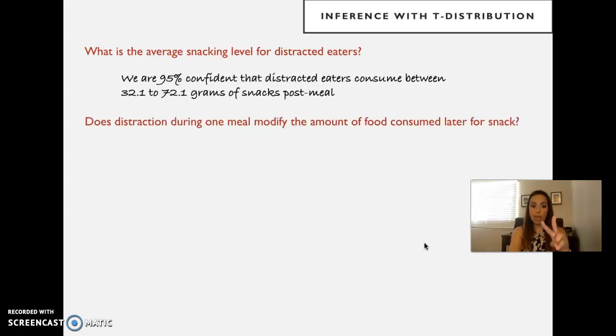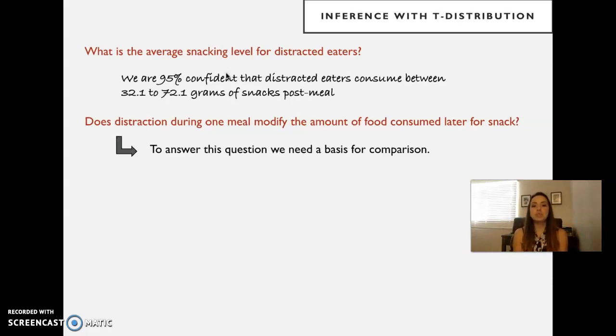So question number 2 that we have: does distraction during one meal modify the amount of food consumed later for snacks? Here we're just saying distracted eaters will eat this amount with 95% confidence. Is this amount greater than for people that didn't get distracted on the prior meal? So that's a different kind of question we're asking. We're asking about differences between means. Mean snacking, comparing distracted and not distracted populations.